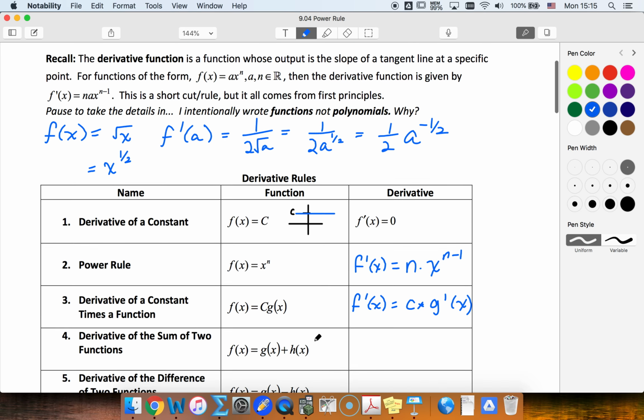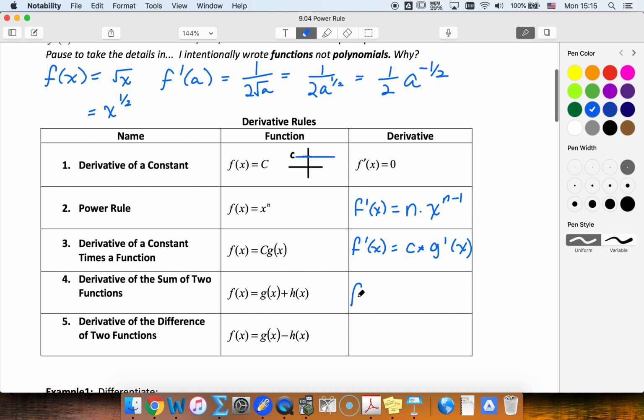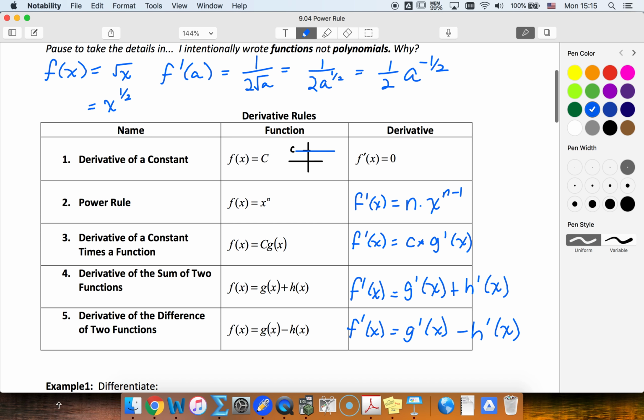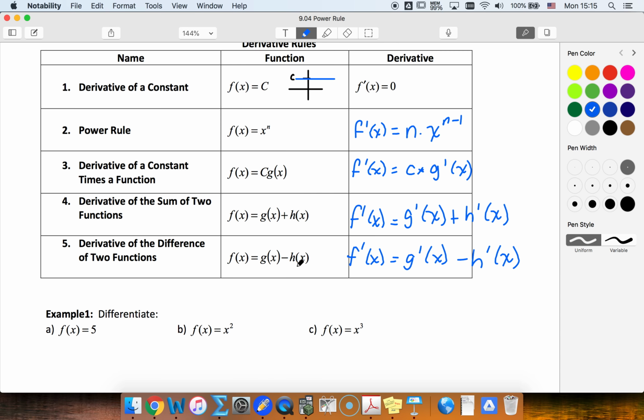If my function is the sum of two functions, the derivative is just the sum of the derivatives. Sum or difference doesn't matter. So here, I'm going to have the derivative of g minus the derivative of h. So those are some basic rules. We're going to come back in the next video and apply them to these functions.